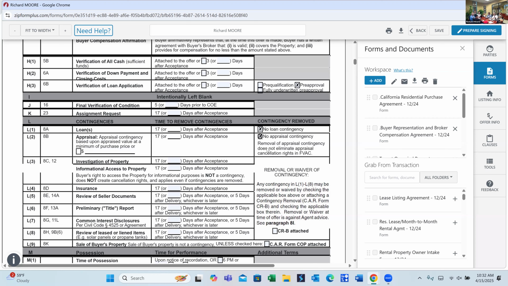So let's assume I don't waive my appraisal contingency and the appraisal comes in lower. Or excuse me, the appraisal comes in at the purchase price, but the square footage is 500 square feet lower than what I thought I was getting. What are the implications there? Can you cancel based upon the appraisal contingency? The answer is no. The appraisal is simply an opinion of value, nothing more than that.